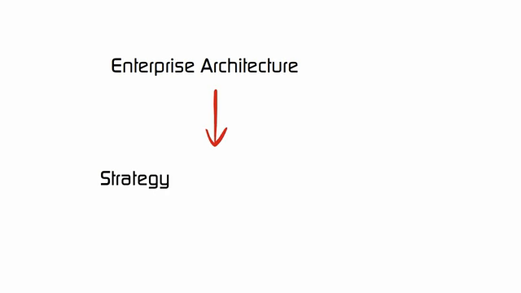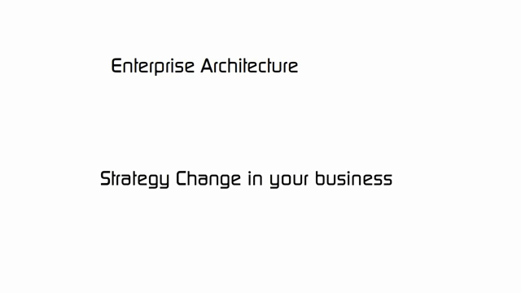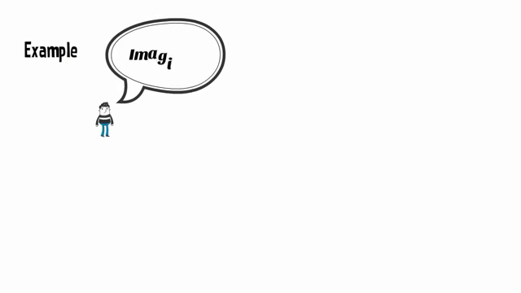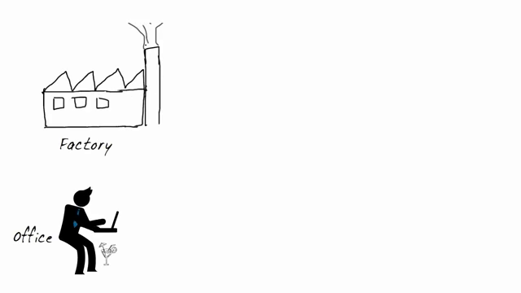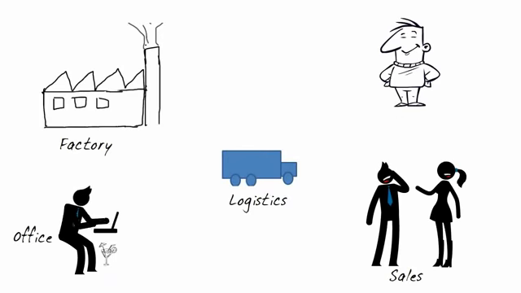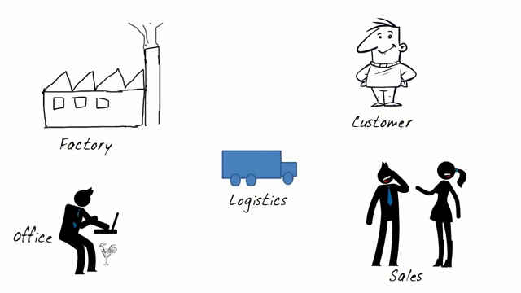This is a presentation about enterprise architecture and how it can be used to help in implementing a strategy change in your business. Let's start with an example. Imagine a company that is manufacturing toys in a factory. The company needs many different functions apart from the physical factory itself in order to be able to manufacture these toys. Different companies naturally have different needs, but in our example, let's say that the functions are the design office, the factory, the logistics, the sales, and of course, the clients.